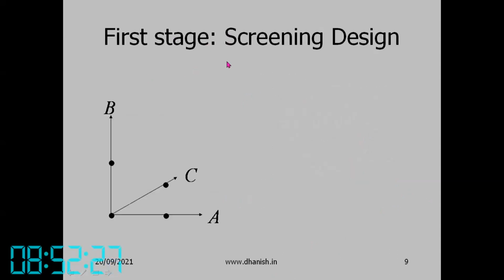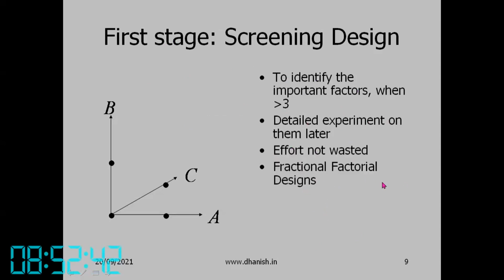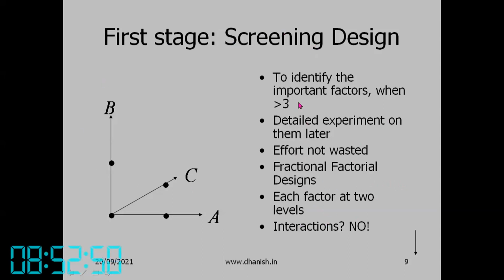So first stage, screening design to identify the important factors. Usually if it is more than 3 factors, you go for a screening design. And detailed experiment is done later, so that effort is not wasted. The recommended design is fractional factorial design. So each factor is at 2 levels only. In screening design, we have each factor at 2 levels.